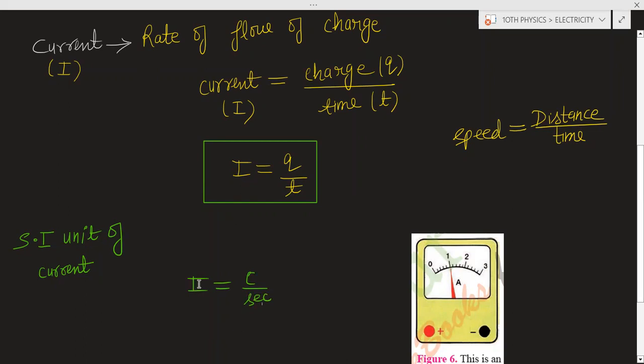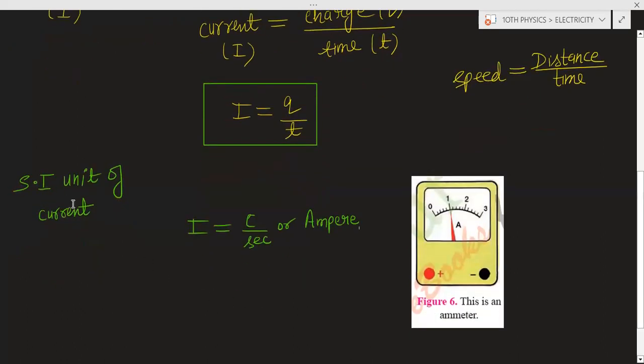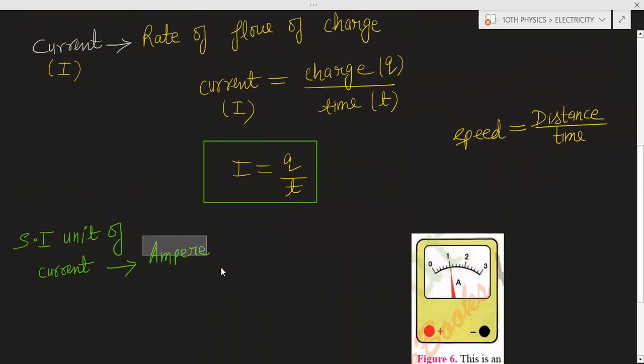So you can write the unit of current as coulomb per second, and this coulomb per second is also named as ampere. Ampere was the scientist, a physicist you can say. So the SI unit of current is ampere. The unit is named after the scientist Ampere, and we will represent ampere with capital A.